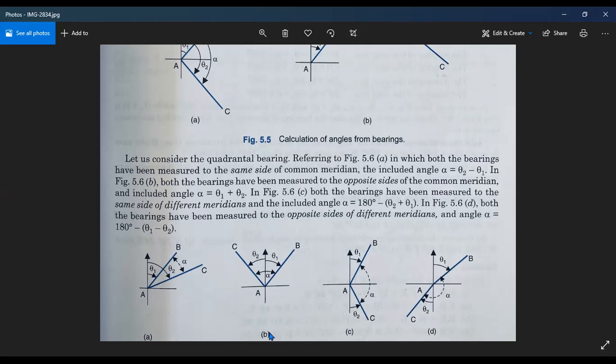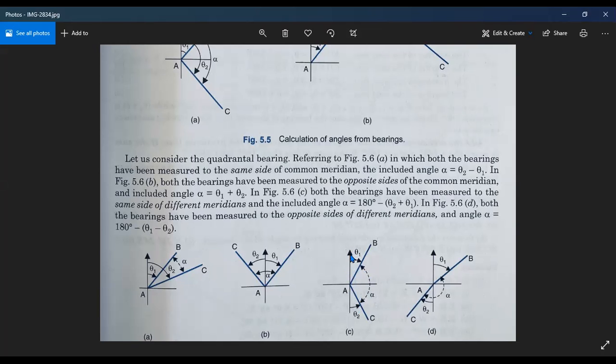So in the quadrantal bearing system, the included angle between two lines is theta 2 minus theta 1 in the first figure. Go to the second one. They are lying in different quadrants, the northeast quadrant and northwest quadrant. So the angle between them is theta 1 plus theta 2. Theta 1 is the bearing of line AB, theta 2 is the bearing of line AC. Go to figure C now. Theta 1 is the bearing of line AB, theta 2 the bearing of line AC, lying in the northeast quadrant and southeast quadrant. So the included angle alpha between those two lines is 180 degrees minus theta 1 minus theta 2.